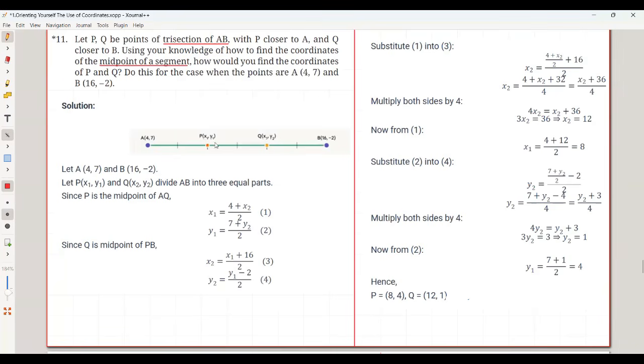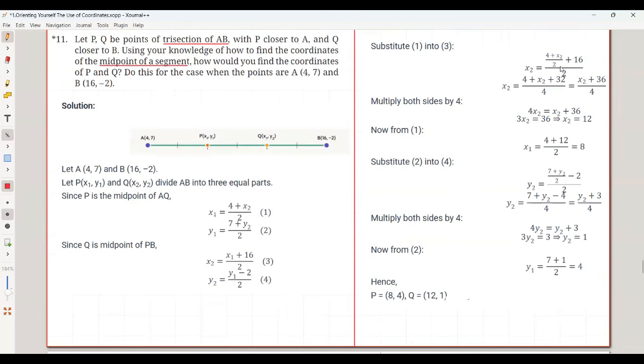If we take Q as the midpoint of P and B, the same way, compare the x coordinate. We take x2 is equal to x1 plus 16 by 2, and the y coordinate is y1 plus minus 2 by 2. We are getting 4 equations. x2 is equal to x1 plus 16 by 2. In the place of x1, we can substitute the x1 value, which is 4 plus x2 by 2, plus 16, divided by 2.